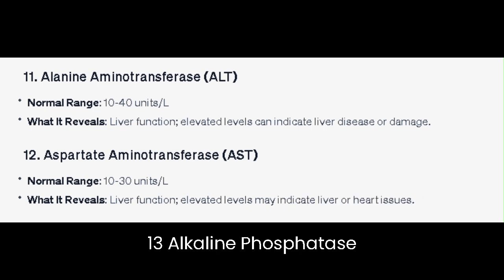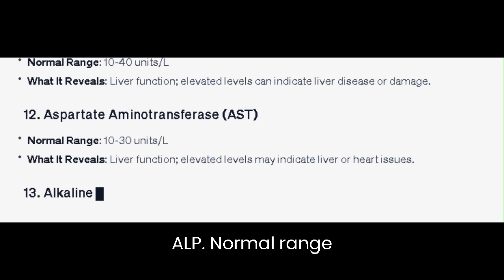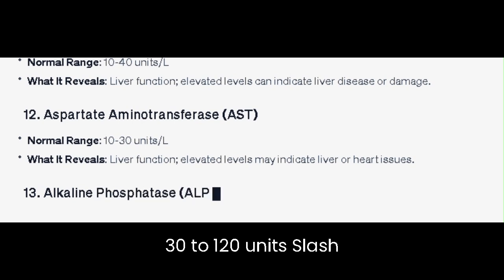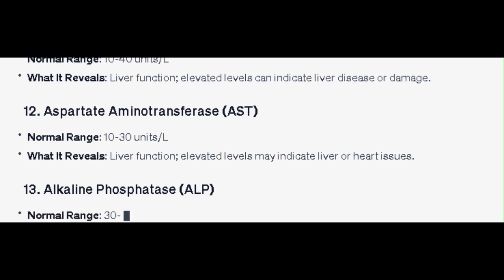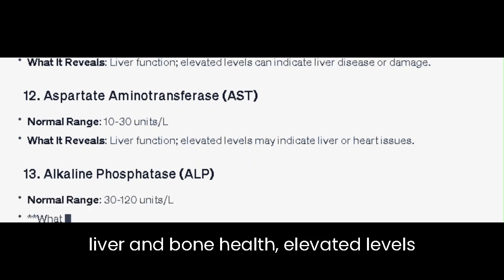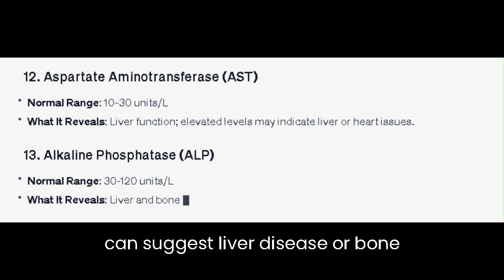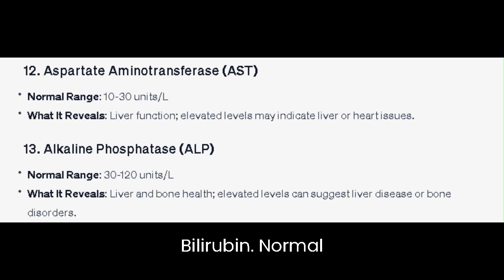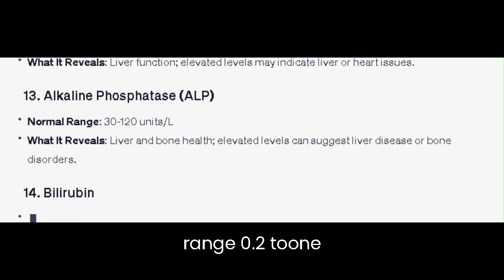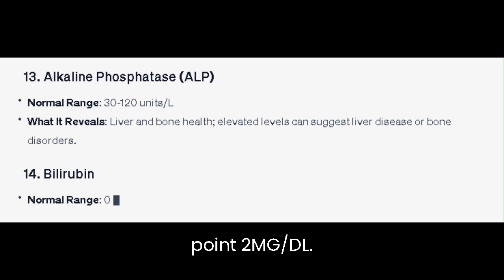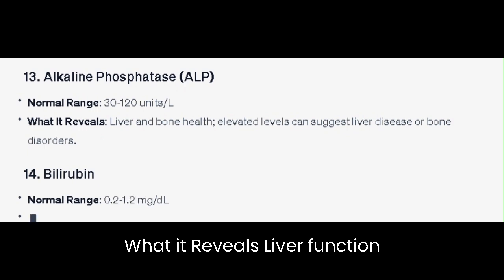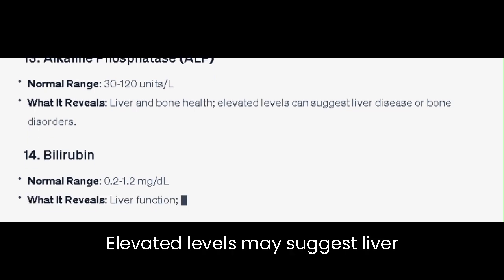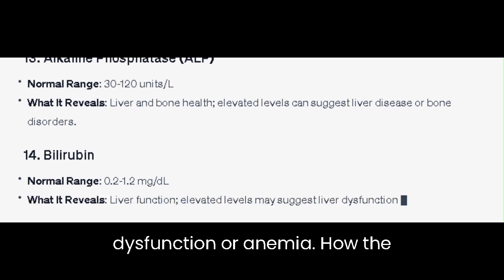13. Alkaline phosphatase, ALP. Normal range, 30 to 120 units per liter. What it reveals: liver and bone health; elevated levels can suggest liver disease or bone disorders. 14. Bilirubin. Normal range, 0.2 to 1.2 mg/dL. What it reveals: liver function; elevated levels may suggest liver dysfunction or anemia.